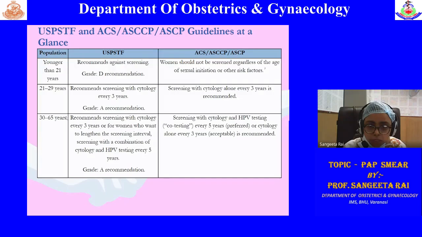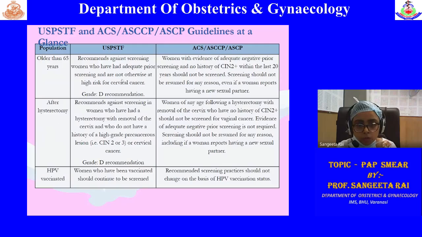And between 30 to 65 years, screening with cytology. HPV testing, we know, is a very specific test and diagnoses almost 90 to 95% of the cervical abnormalities, but again it is very costly. So in our developing countries we cannot do it, but where it is available, you can go with screening with cytology along with HPV testing. If you are using HPV testing, then you can repeat every 5 years, not 3 years. But if you are using cytology, you have to do it every 3 years.